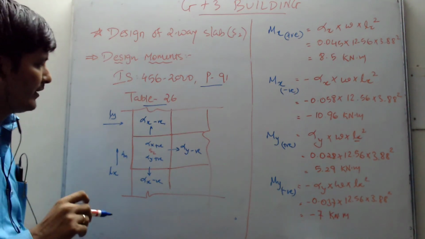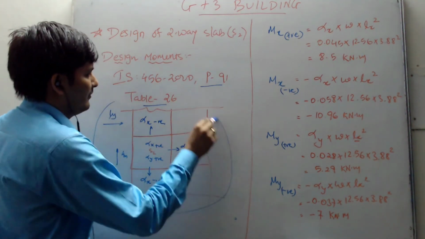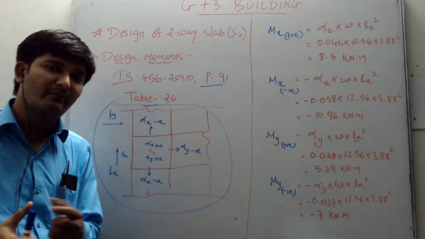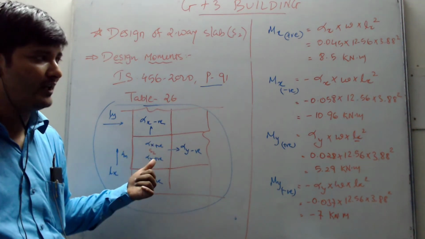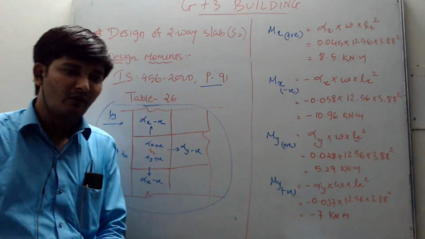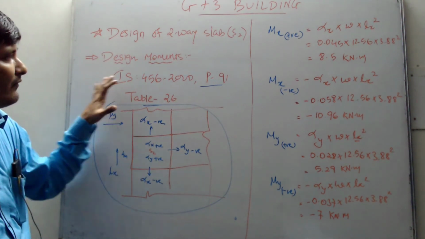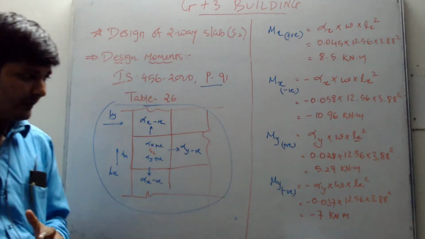So this is a standard concept for understanding why the positive and negative values are coming, and how we can identify that a positive value is for what point and a negative value is for what point, right? So this is how we can calculate the bending moment using IS 456-2000, page number 91, table number 26, right? So please complete this step in your notebook.